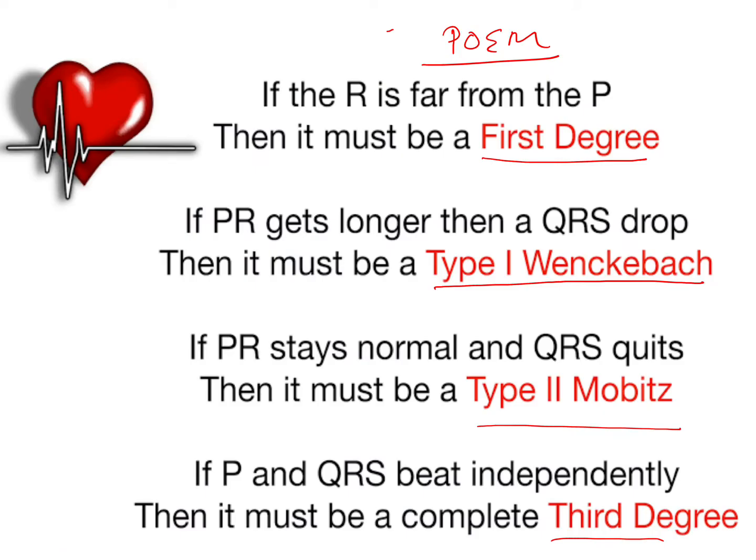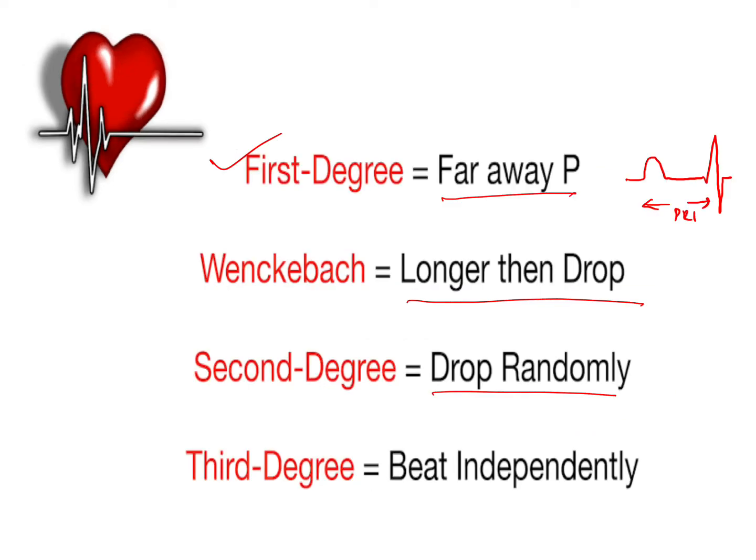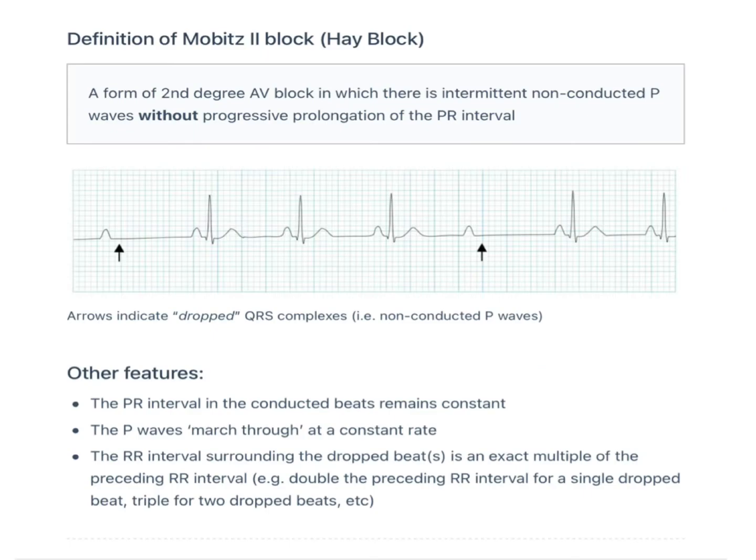So if we remember the poem for Mobitz type 1 second degree heart block: the PR interval gets longer, longer, longer, then there is a QRS drop. And it must be a type 1 Wenckebach. In Wenckebach, we get longer, longer, longer, then drop. This is Mobitz type 1.